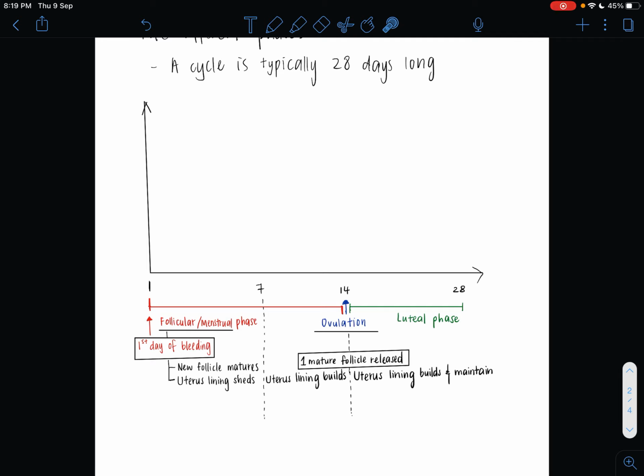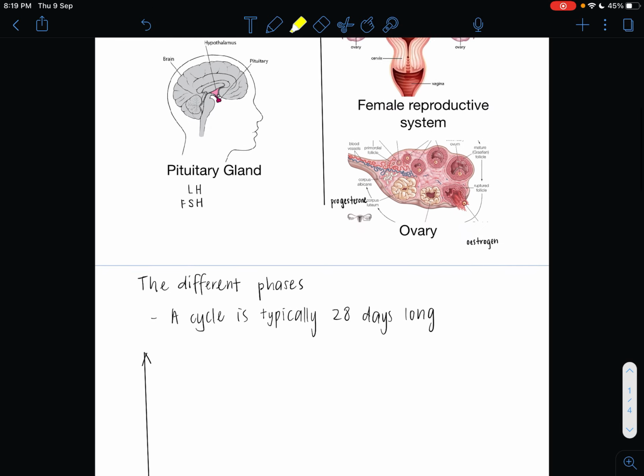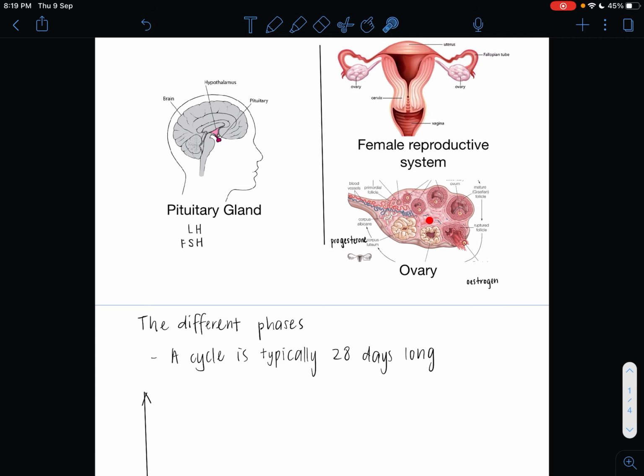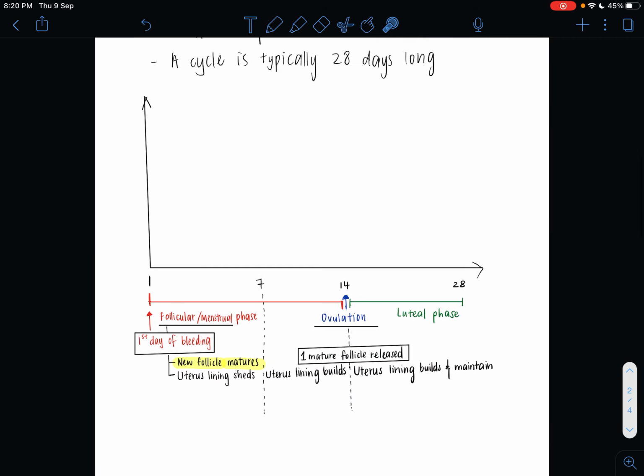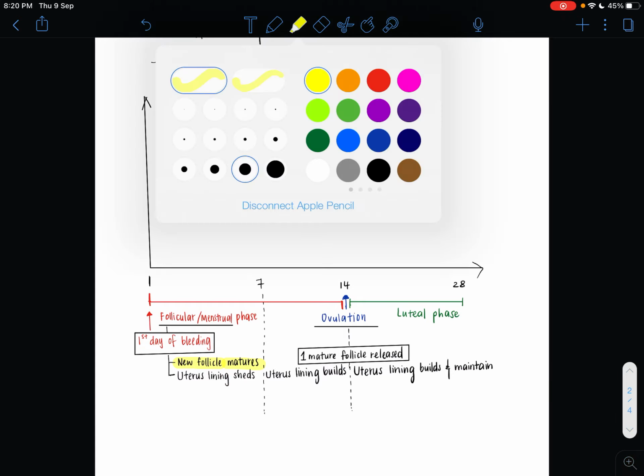During this time, your body has already obtained the signal that no fertilization happened. So the old egg cell is already being discarded, and your body now prepares the maturation of a new follicle for the next cycle. During this phase, the new follicles would start to mature. The uterus lining would also continue to shed during this period.